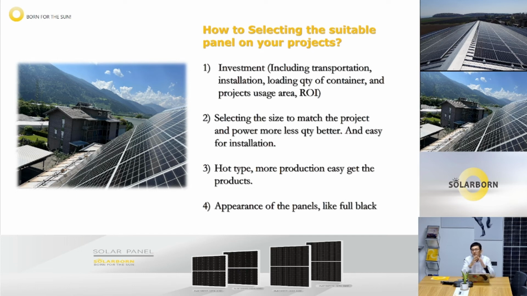Then the second is selecting the size to match the project. The more power, the less quantity, that's better. That's why the 550 is very hot, because the size normally matches many projects, and per piece we can get the 550 maximum power, and it's easy for installation. This is considered for easy installation.